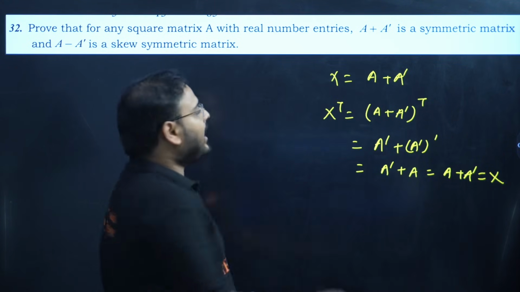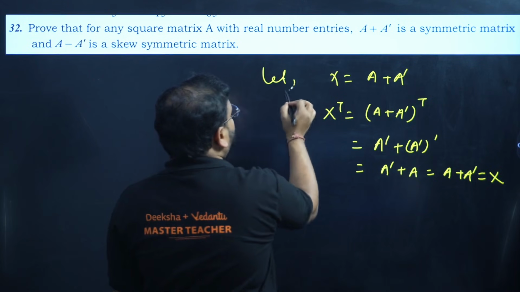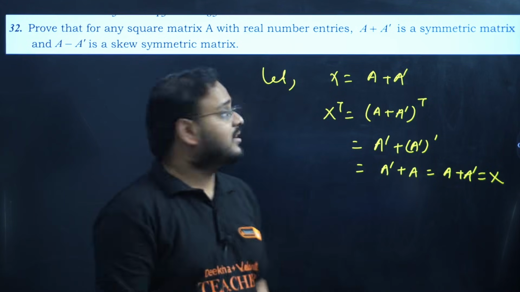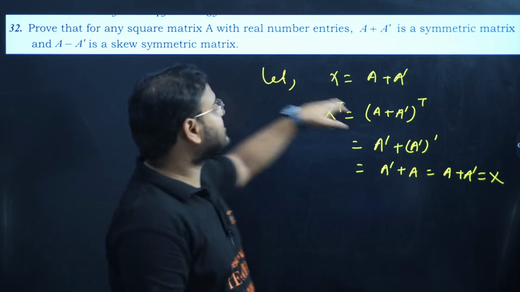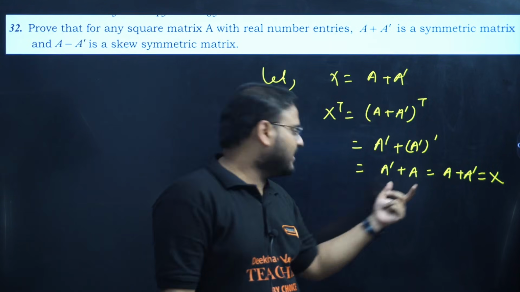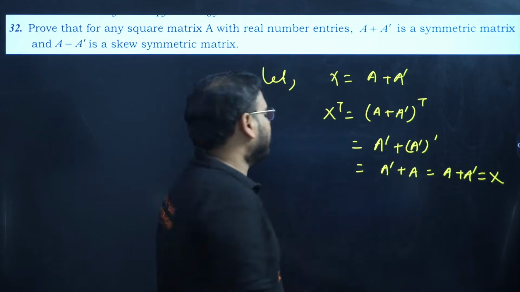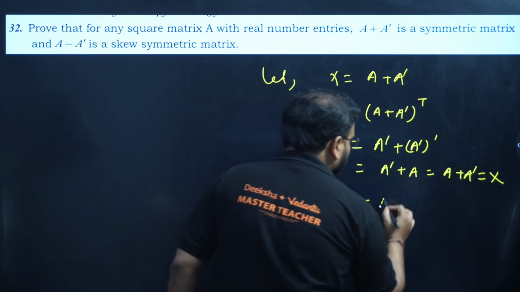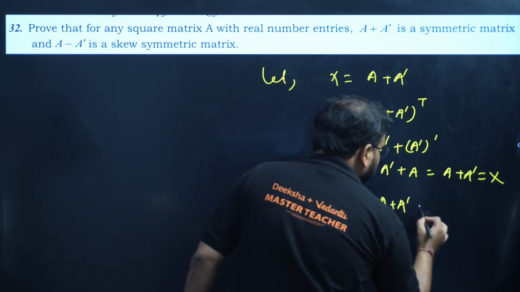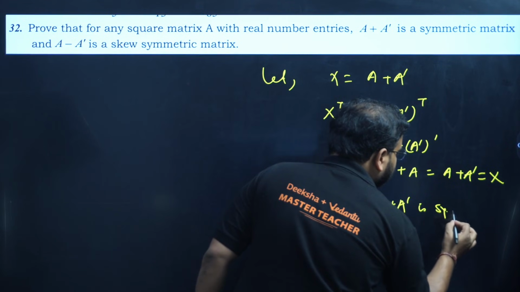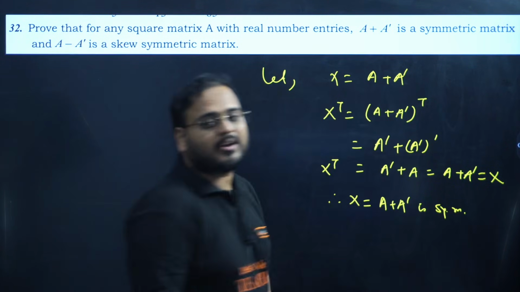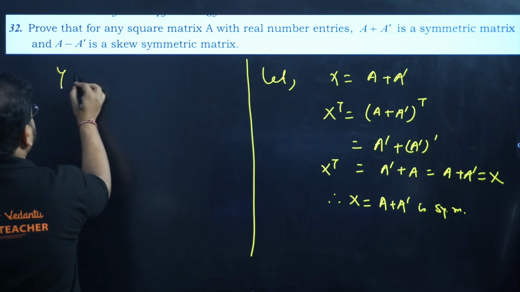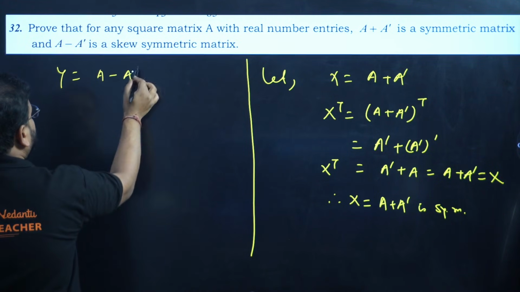What did I do? I assumed that matrix X is equal to A plus A dash, some square matrix. Apply the property of transpose on that. I got this back to be X transpose equals X. It means X equals A plus A dash is a symmetric matrix. Exact same way if I take the matrix Y as, in this case, A minus A dash.